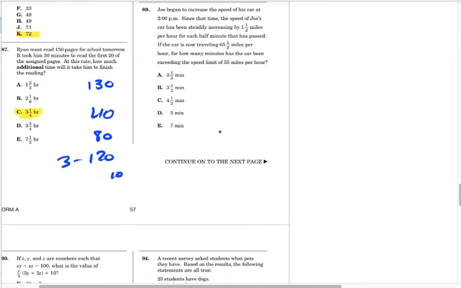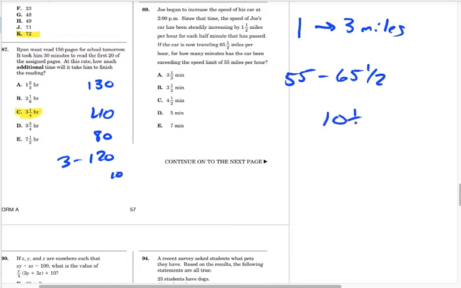All right, Joe begins at 2 p.m. to increase his speed. Every 30 seconds, it goes up by 1.5 miles. So for every minute, it goes up 3 miles. We want to go from 55 to 65.5, which is 10.5. So if we go 3 minutes, that's 9 miles. And we need another minute. No, we need another half a minute to go 1.5 miles. So that's going to be 3.5 minutes.